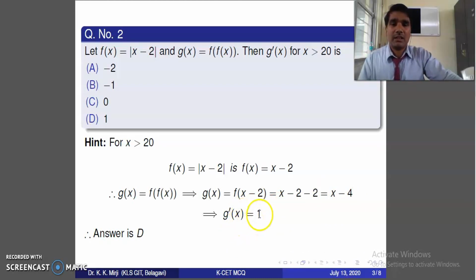So therefore g dash of x value is 1. So therefore D is the answer. So here we can say D is the answer.